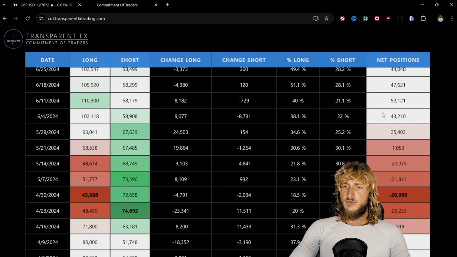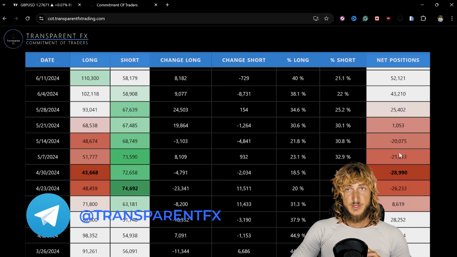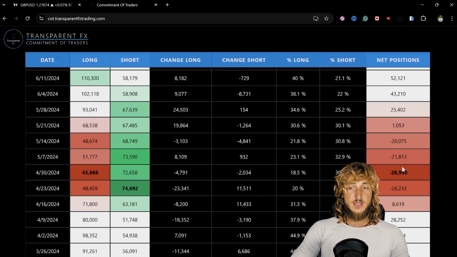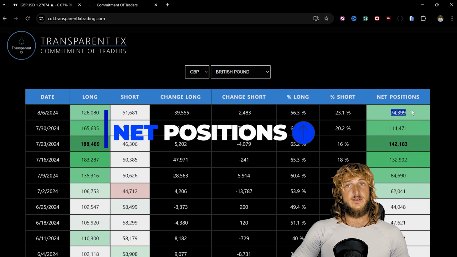So if we go and see here what we have when it comes to the net positions, we can see that on the GBPUSD, and the reason for which we are already looking at GBPUSD is because all currencies on the spot are traded against the USD. We can see here the net positions on GBPUSD went from minus 28.9k all the way up to plus 74k.